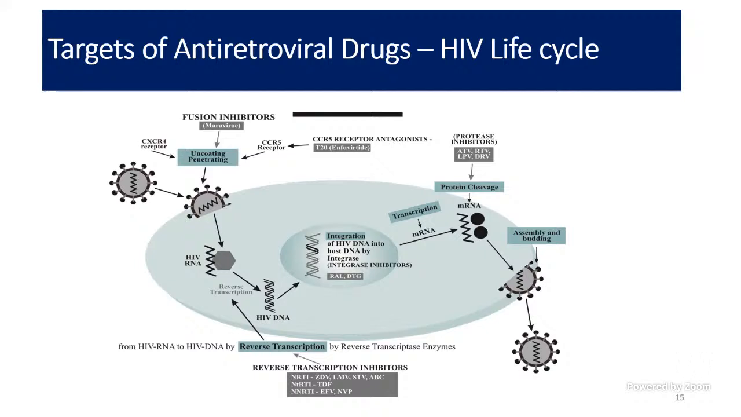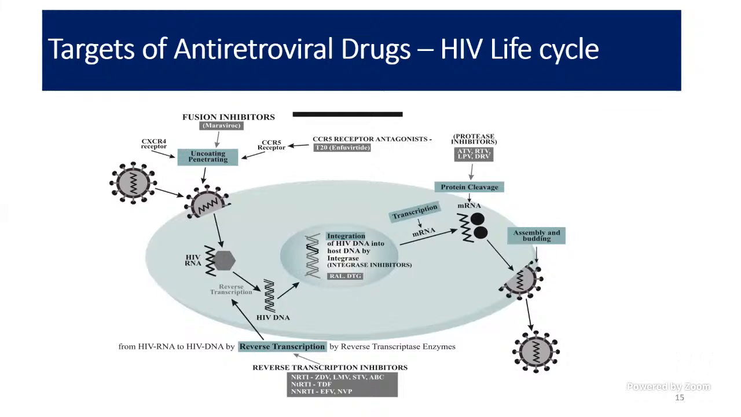The protease enzyme acts like a scissor. It cleaves the long chains of peptides to smaller peptide chains. Without this cleaving, the long chains of peptides remain as they are, and the long chains are basically useless. And thereby, the virions or the baby viruses are not produced. I hope it's clear. So there are basically fusion inhibitors, that is, those drugs which act outside the cell at the level of the receptors.